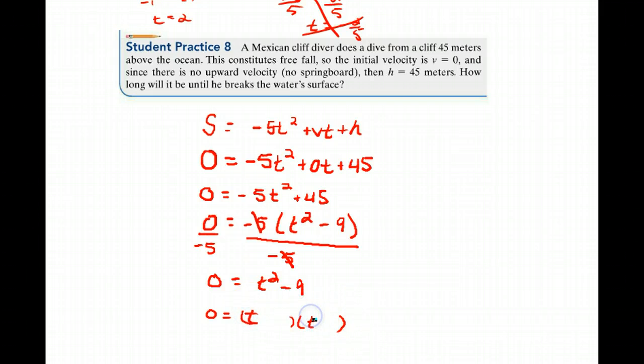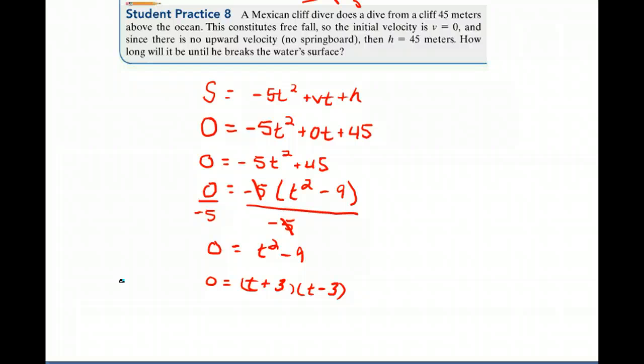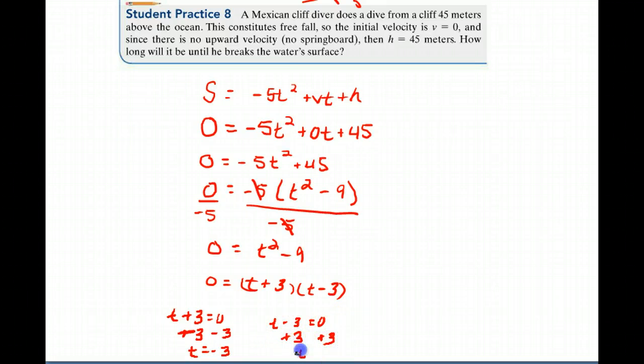We take the square root of the first term, which is t, the square root of my last term, which is 3. One group gets a plus, one group gets a minus. I now have my equation completely factored, and it is completely set equal to 0. So I can use the zero product property to split those apart. So t plus 3 could equal 0, t minus 3 could equal 0. I'm going to subtract 3 from both sides. So t could equal negative 3. I'm going to add 3 to both sides, and t could equal positive 3. Even though they're both solutions to my equation, they're not both solutions to my problem. So I have to throw out my negative answer because time cannot be negative. That means that it took our diver 3 seconds to free fall 45 meters to the ocean.